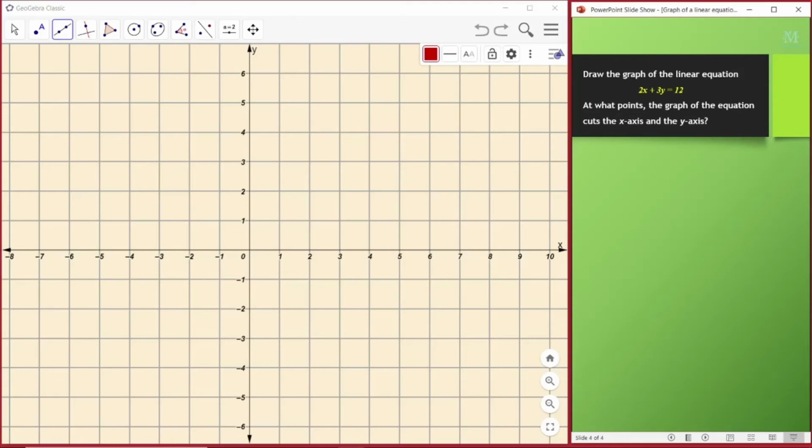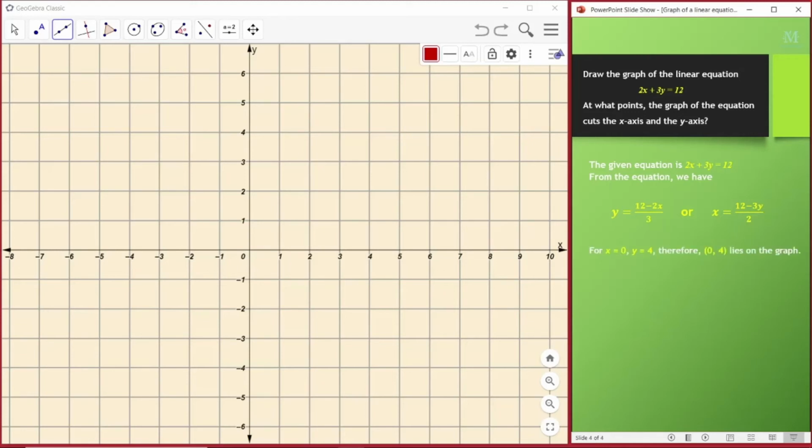उसके लिए हमें क्या करना होगा? पहले हमें इसे express करना होगा y is equal to what, y is equal to के format में. इस equation से हमें क्या मिलेगा? y is equal to 12 minus 2x upon 3 और we can say x is equal to 12 minus 3y upon 2. ठीक है, दोनों ही चीज़ें हमें इस equation से मिलेंगी.